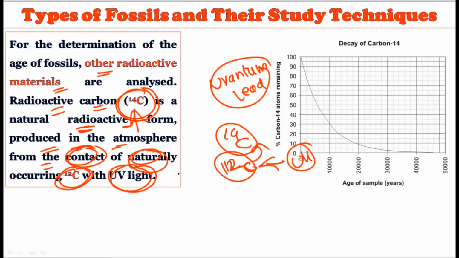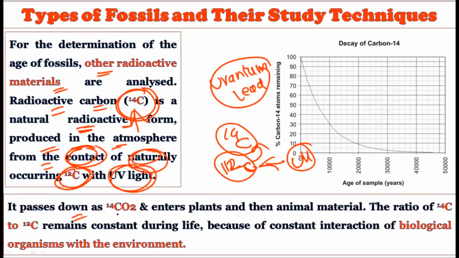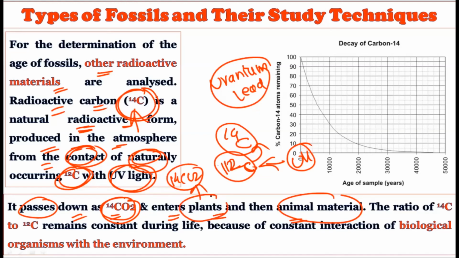So this type of radioactive element, for example, the radioactive carbon dating technique, can also be used to calculate the age of the rock, right. Now see, it passes down as C14 carbon dioxide, and it enters into the plant and animal material, right. As you know, carbon dioxide is used by the plants in the process of photosynthesis. So the C14 carbon dioxide enters into the plants, and then when these plants are eaten by the animals, it gets into the bodies of the animals as well. So the ratio of the C14 to the C12 remains constant during their life, okay.